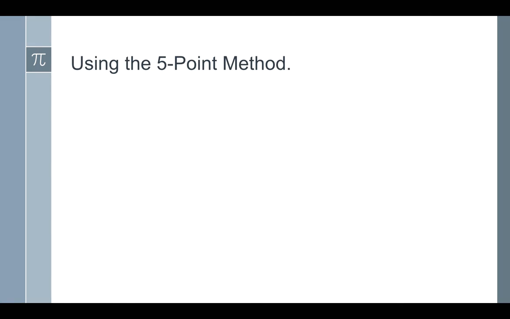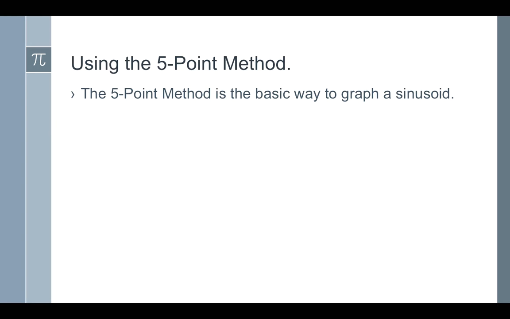So let's look first at what I'm going to call the 5-point method. I don't know if the book calls it that or not, but I'm going to call it the 5-point method because, as I mentioned on the parent function, I look at those 5 points between 0 and 2 pi: 0, pi halves, pi, 3 pi halves, and 2 pi. This is a very basic way to graph a sinusoid. Remember when we first learned how to graph anything, we always created a table of values. And this is basically a way of creating a table of values that you can use whenever you need to.